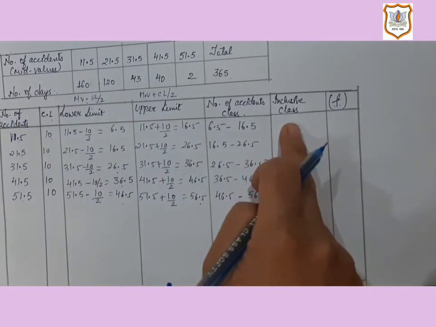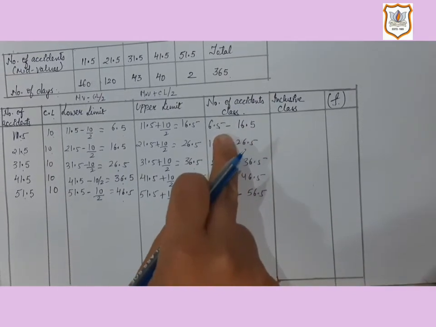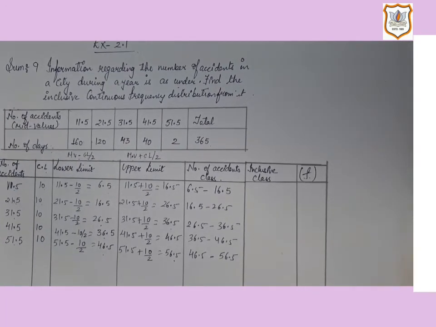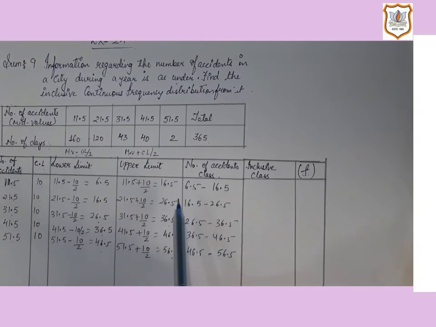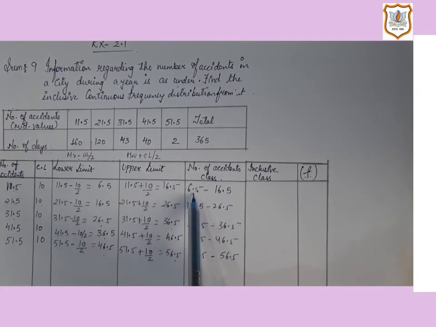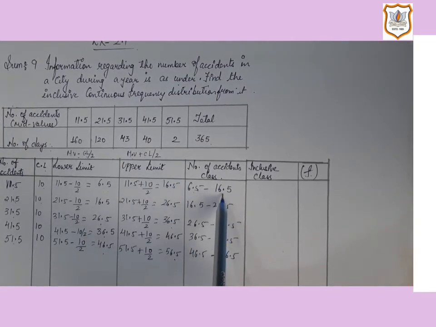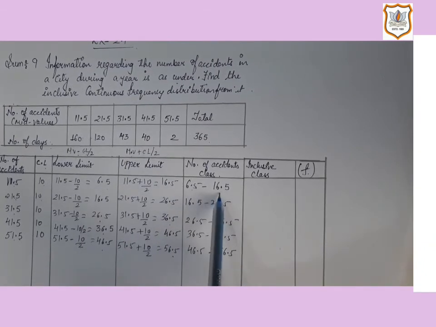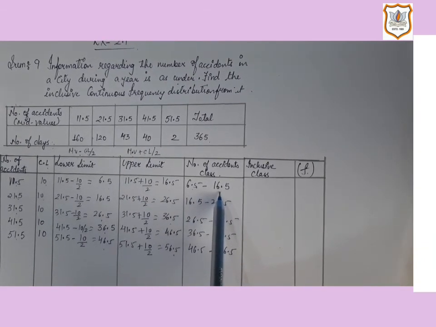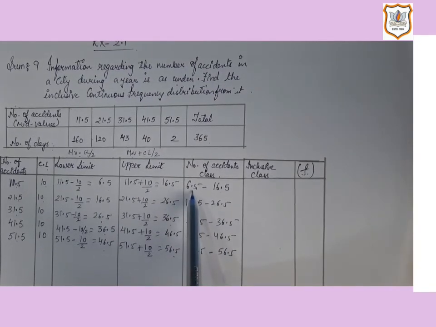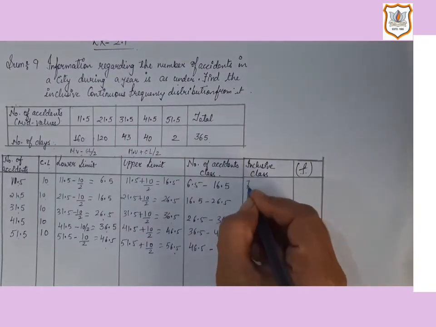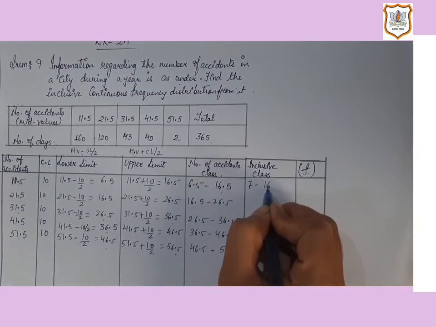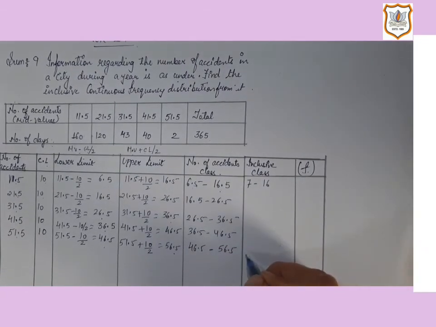Now we will write here the inclusive class. Now we have to convert it into the inclusive class. So remember, whenever we have to convert it into inclusive class, we have to add 0.5 to the lower limit and subtract 0.5 from the upper limit. So lower limit plus 0.5, upper limit minus 0.5. That will give you inclusive class. So 6.5 plus 0.5 will give you 7 and 16.5 minus 0.5 will give you 16. So this way we will convert the rest of the classes into inclusive classes.